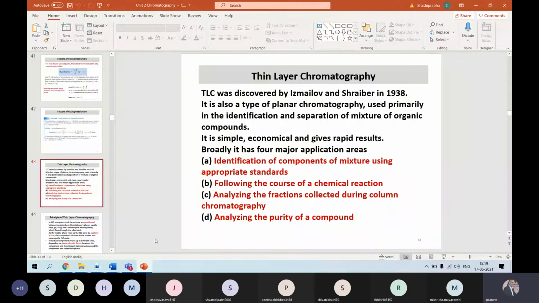Fourth one, analyzing the purity of the compound. Of course, these two are linked. So the two most important uses of thin layer chromatography are to monitor the course of a chemical reaction, and once the reaction is over, you want to collect your product in the highest purified form, so you need to do continuous thin layer chromatography from the eluate which comes out from column chromatography. So that is where thin layer chromatography finds application.